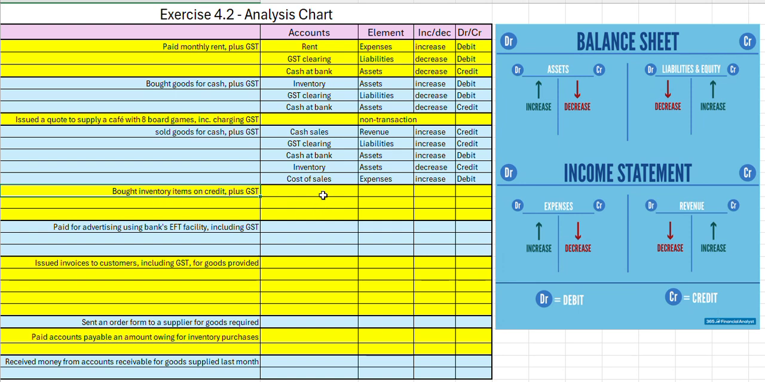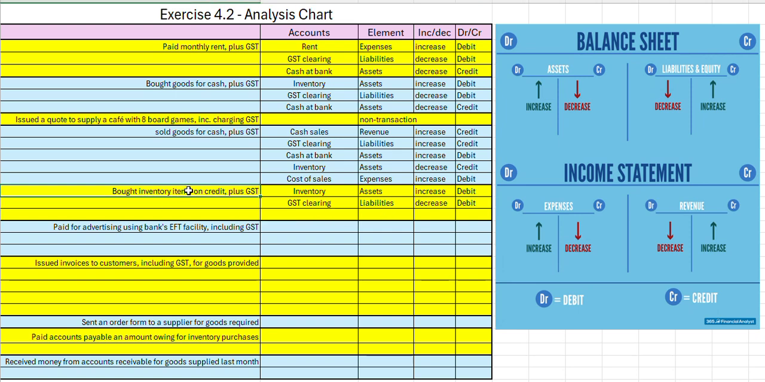Okay, we've bought some inventory here, so therefore we need to top up our inventory account, which is an asset going up. So that will be a debit entry, looking at our rules of double entry. There's a GST effect. And this time, because we have purchased some items on credit, that's going to decrease or offset our GST liability. So that will also be a debit entry.